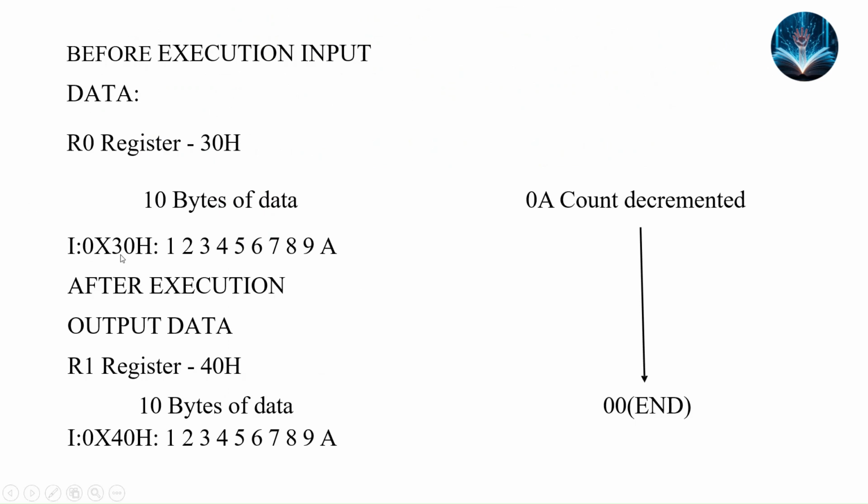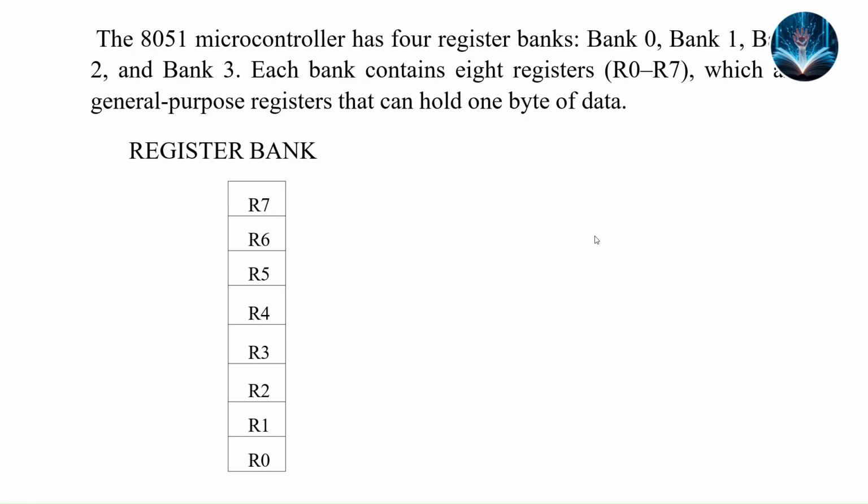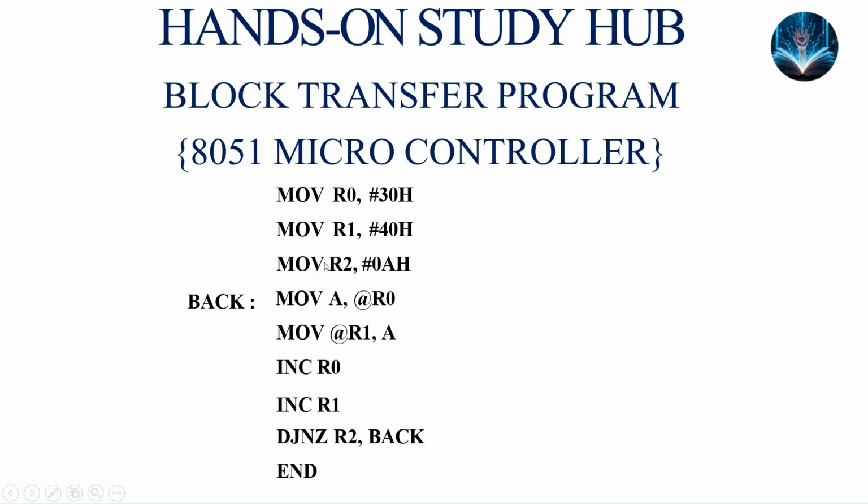Here 30H is the source address and 40H is the destination address. The 30H is copied into R0 and 40H is copied into R1, right? So we need to use the increment R0 instruction and the increment R1 instruction. Next, after copying 1 byte of data from one memory location to another, the count needs to get decremented. As we know, here we are using 10 bytes of data. The counter register is R2, and it needs to get decremented from 0A to 09.